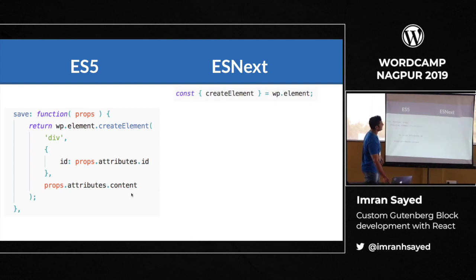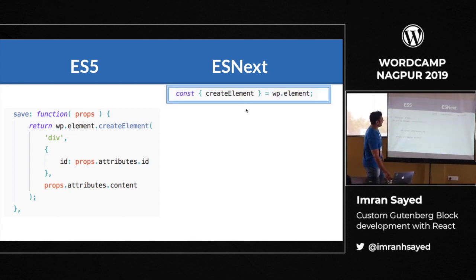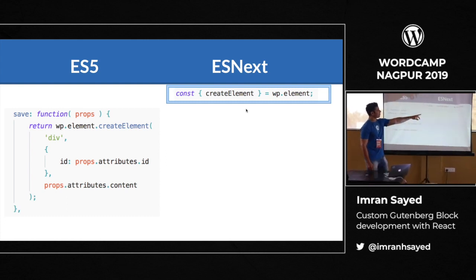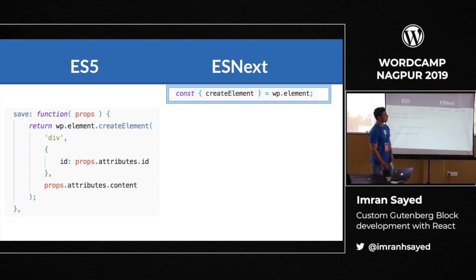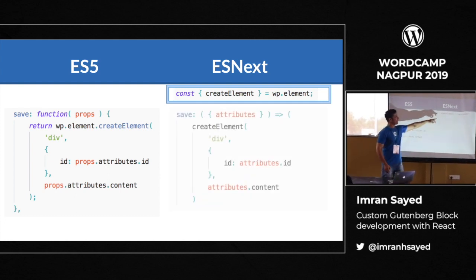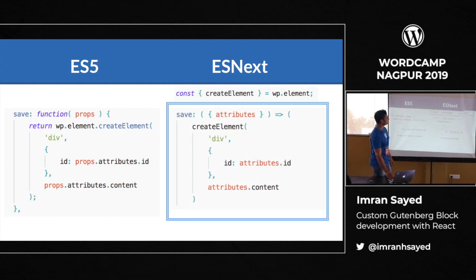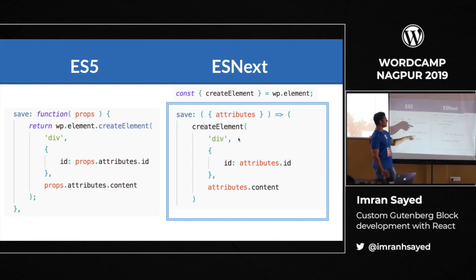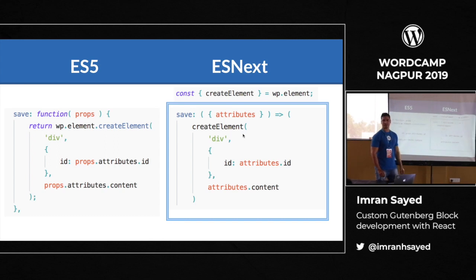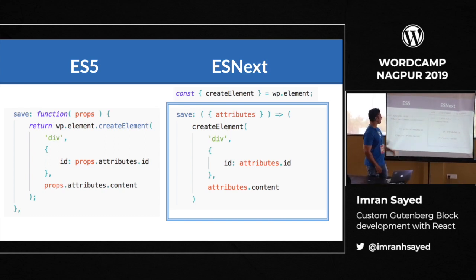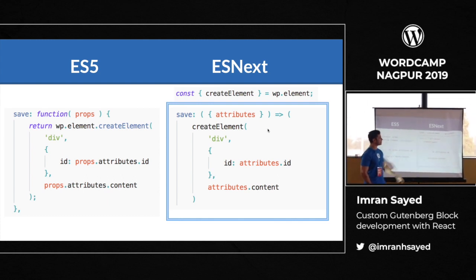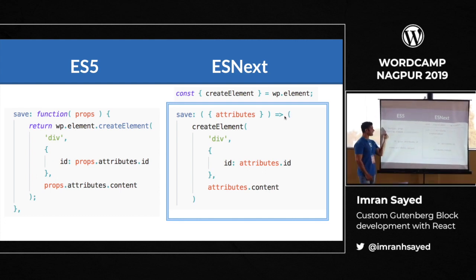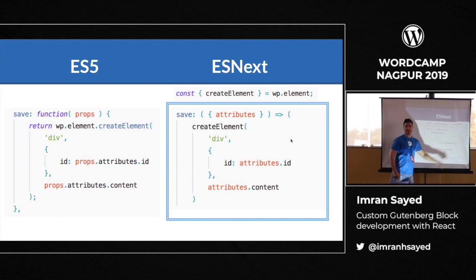You have to write the same thing in ES Next. We can pull out this createElement using object destructuring. So wp.element is an object, and we are pulling createElement out of that. Now if you write the same thing in ES Next, you can see the props is available, and the attributes are available inside of props. You can pull it out using curly braces, and then instead of writing wp.element.createElement, you can directly write createElement because you pulled that out. So it's shortening your syntax, plus you don't have to write the keyword function. You can use the fat arrow function. Again, it shortens the syntax because you don't have to use return. You can directly use the round brackets and return the whole thing.